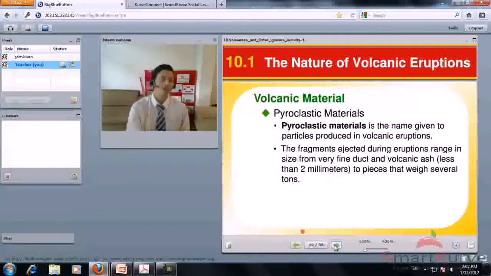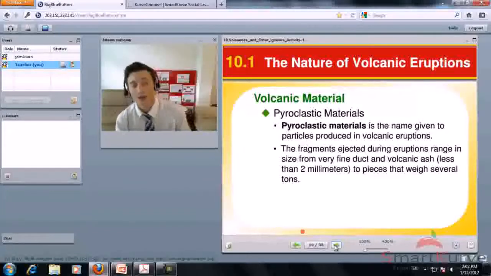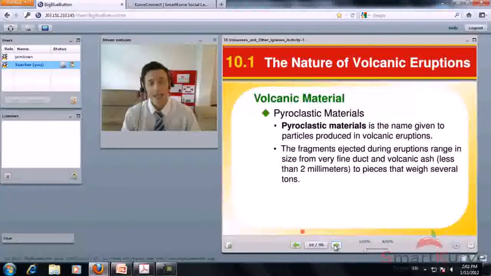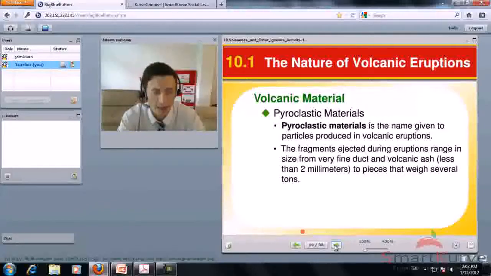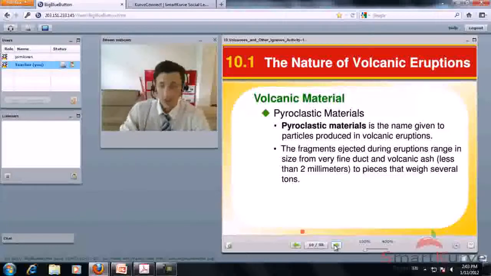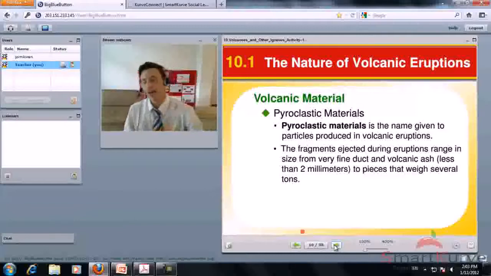I talked just a moment ago about Mount Pinatubo in the Philippines, or Mount St. Helens in the United States. When you see the big column of gray smoke going up into the air, that's because we have very, very small particles of volcanic ash. Particles that are less than 2 millimeters across. And that ranges all the way to pieces weighing several tons, giant pieces.